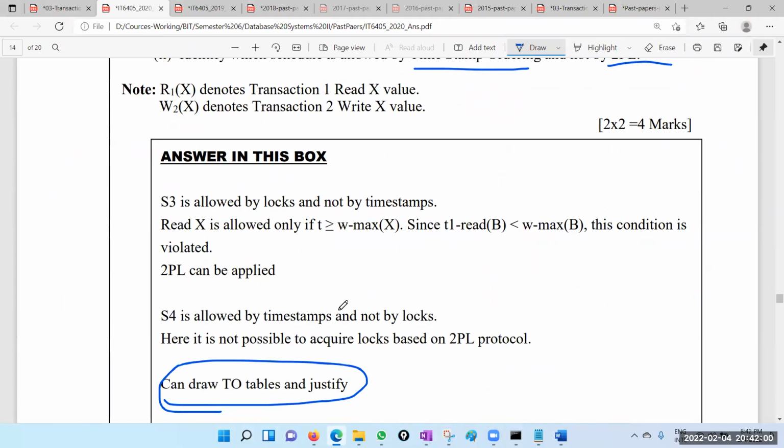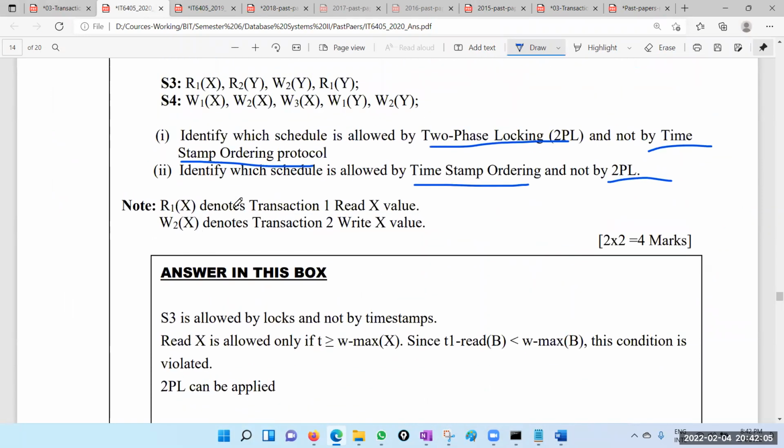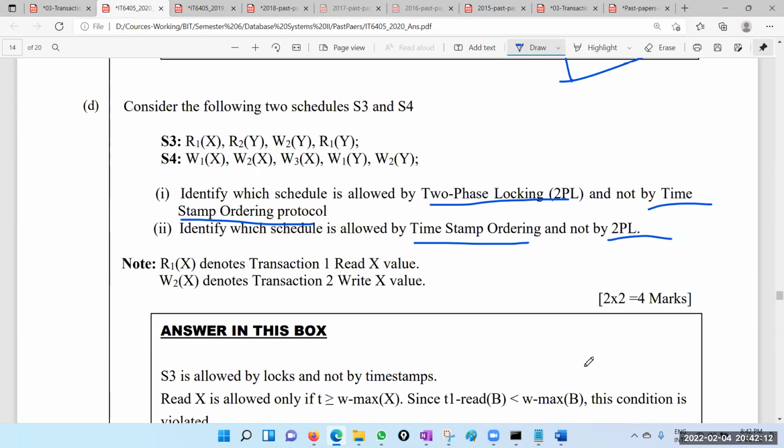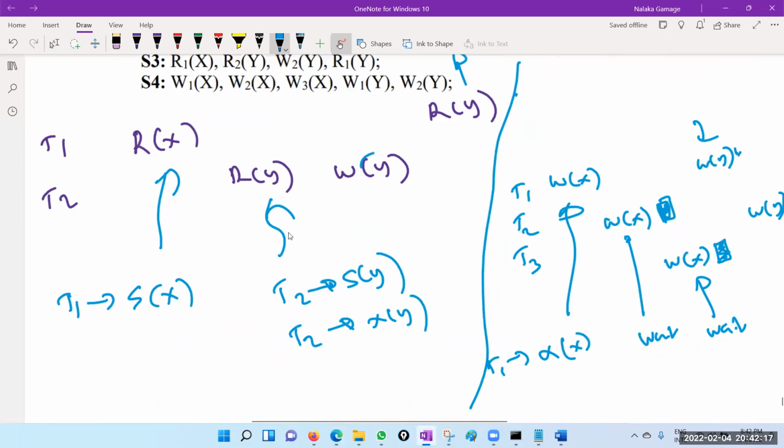S4 is allowed by timestamp but not by lock. Oh, S4 is not allowed by lock. Why? Maybe because they try to commit. Okay. S3 is allowed by locks. Yes, S3 is allowed by lock, because you can commit this. Because these are Y, you commit this. Once you commit this, you release your Y, then you can proceed with the other one also.